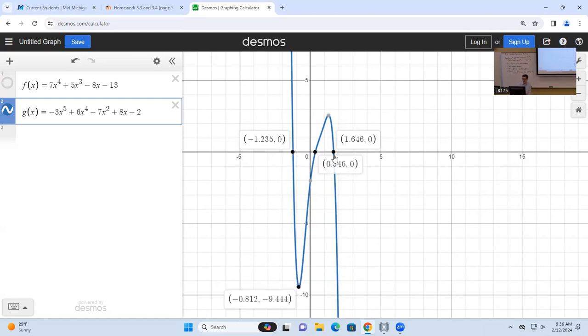I want you to look at these 2 points as well. Those 2 points also have special names, and they are called turning points.